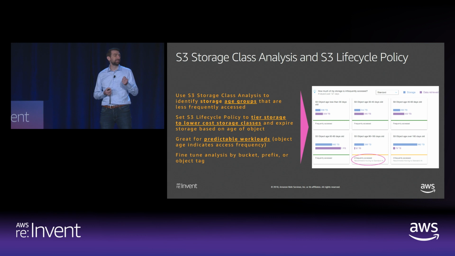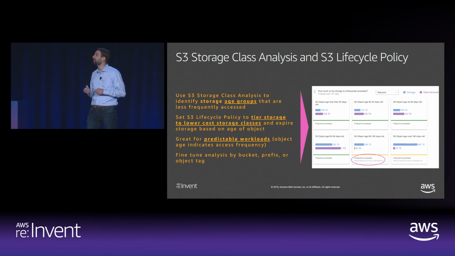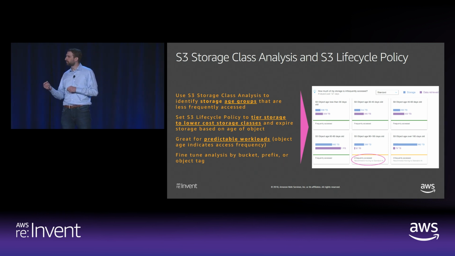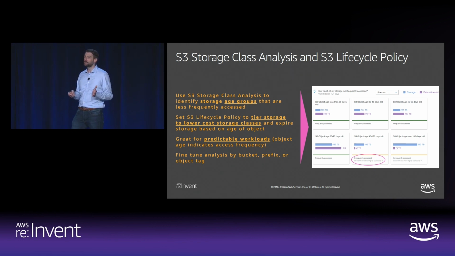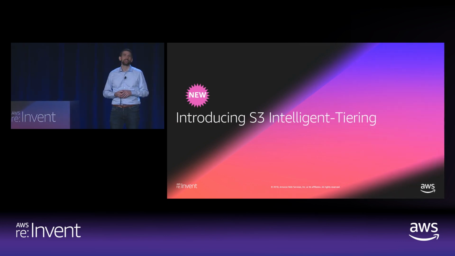Again, it's really good for predictable workloads. I mentioned this before, I want to emphasize it. Predictable workloads meaning the correlation between the age of an object and the access of an object. And as I said before, a lot of customers told us that works great for some of our workloads, but it really doesn't work for several other workloads. So for that reason, we created S3 Intelligent Tiering.